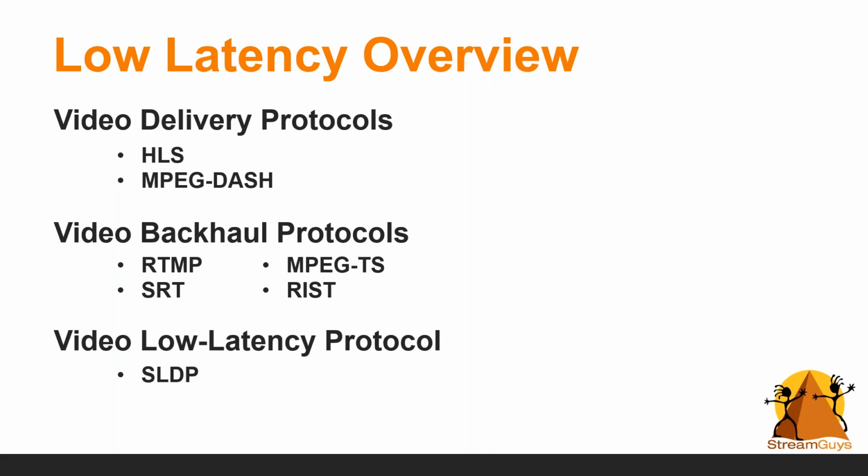SLDP uses WebSockets instead of HTTP for delivery. You can encode to StreamGuys via RTMP or SRT protocols. Then we transmux your stream to SLDP for delivery to your viewers. We'll advise you on encoder settings for the lowest latency, primarily setting your keyframe interval as low as possible.